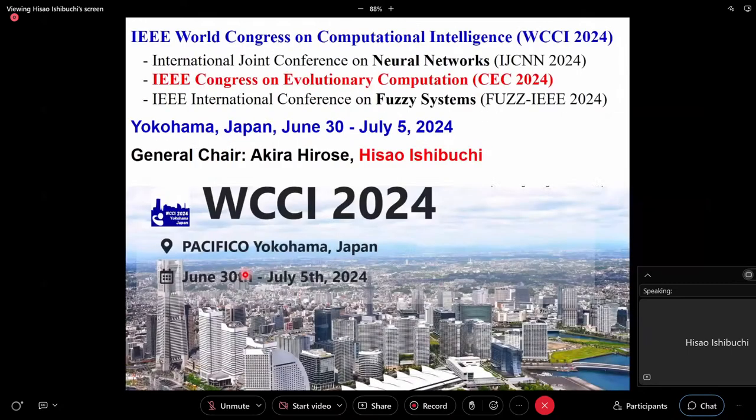And next year, the IEEE Congress on Evolutionary Computation, which is the IEEE conference on evolutionary computation, will be in Japan, together with the Neural Networks Conference and the Fuzzy Systems Conference. Next year, we will have about 2,000 presentations in this conference. I'm currently the general chair of this conference, and the conference is in Yokohama.